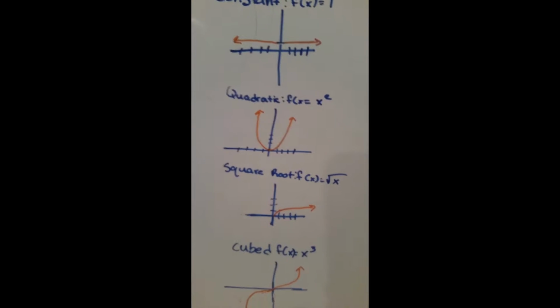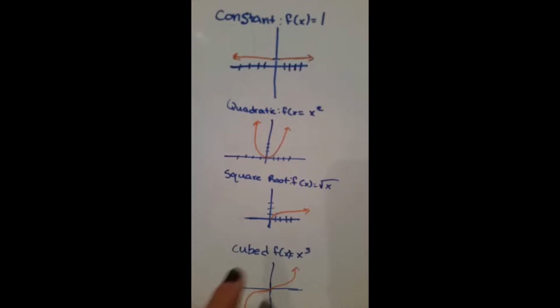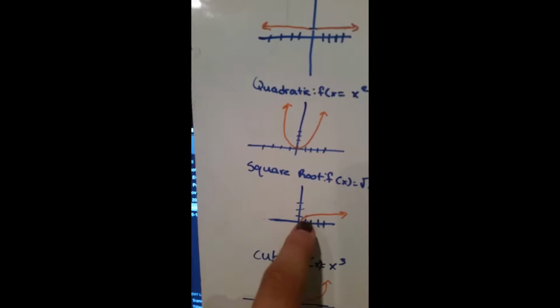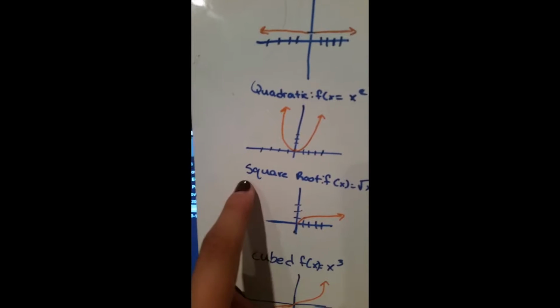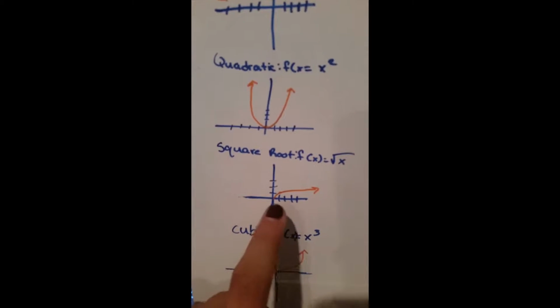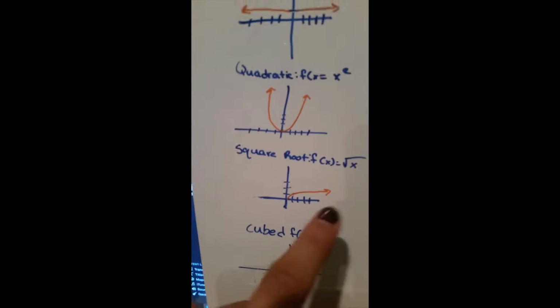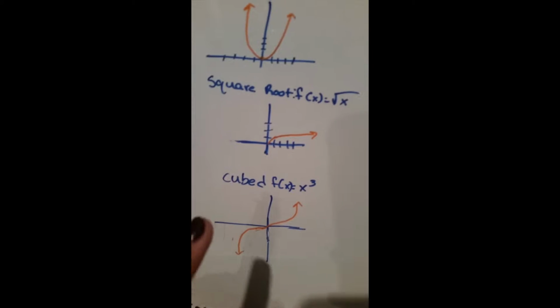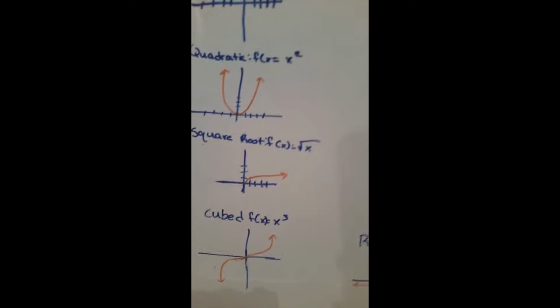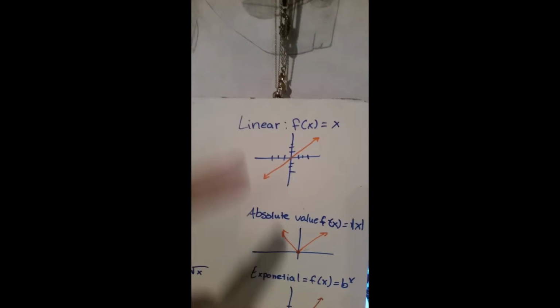Square root: f of x is equal to the square root of x, and it starts at 0, and it goes up, hits 1 on 1, 1. The slope 1, 1, and it keeps traveling up. Cubed: f of x is equal to x cubed, and it makes this weird snake line, and it crosses through 0, 0. Linear, we've done, f of x equals x, makes a straight linear line.